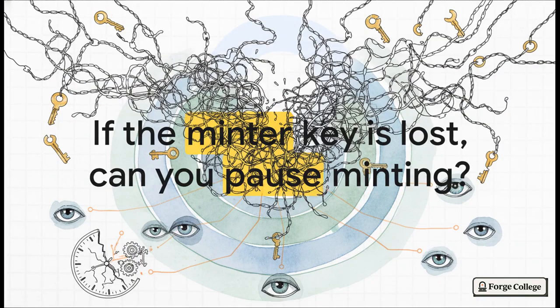So ask yourself this critical edge case question. If the minter key is lost, can you pause minting while recovery occurs? You have to plan for disaster before it happens. This is exactly why we need layered controls, revocable delegation, and off-chain anomaly monitors. Your design simply isn't finished until the disaster recovery plan is mapped out.